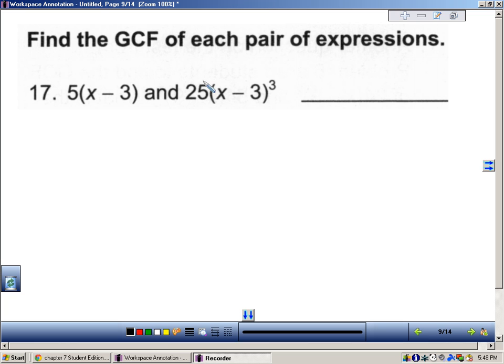Find the GCF of each pair of expressions. Now these expressions are different. You'll notice that you have a grouping symbol. So it changes the look of our question. So we could call these coefficients of the expression. So 5 times the quantity x minus 3, 25 times the quantity x minus 3 to the third power. 25 and 5. What factors do they have in common? It would be 5.